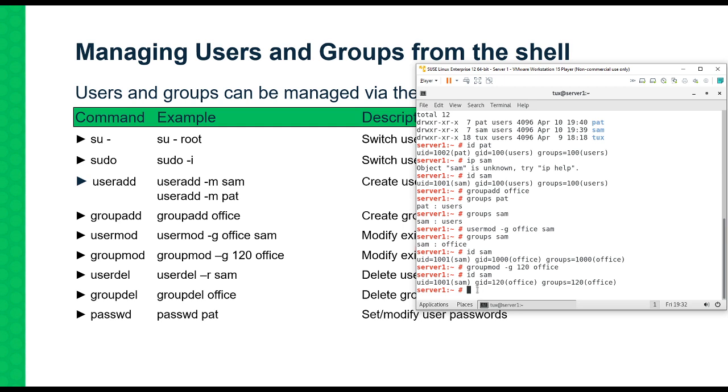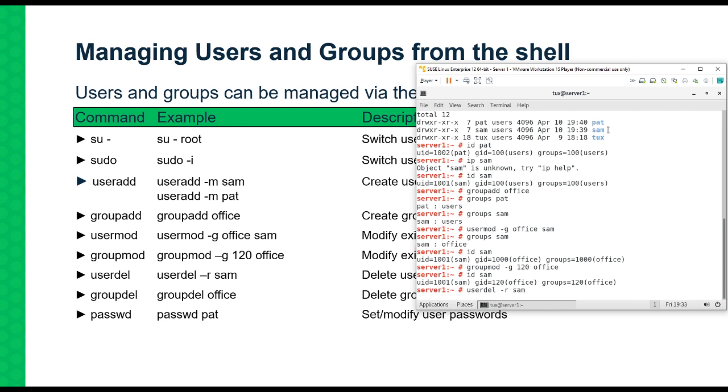We can now also delete users and groups. So let's quickly do that as well. And we can do the userdel -r Sam. Just spell it correctly, userdel -r Sam. So this will delete our user and its home directory.